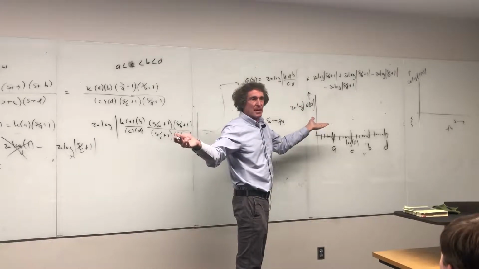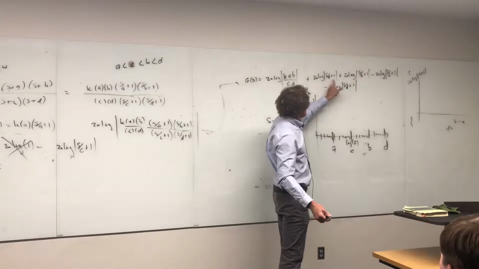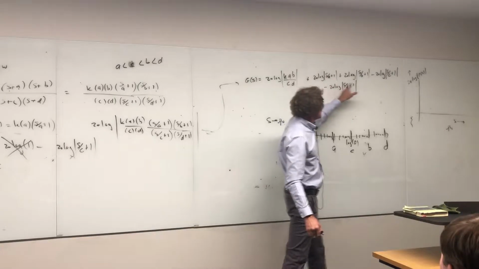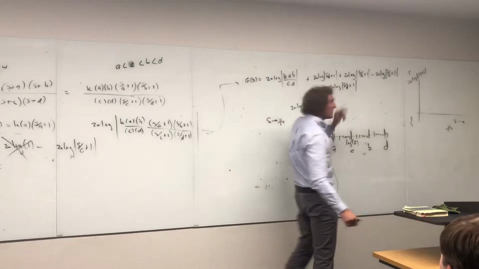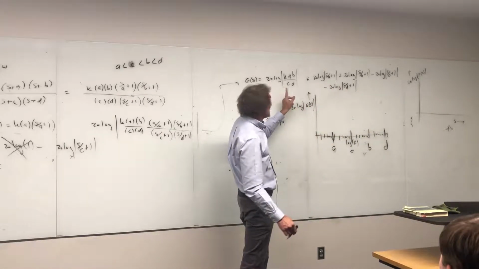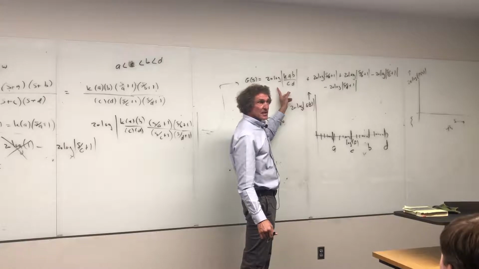Let S be 0, let omega be 0. That means you got log of 1 here, right? Log of 1 is 0. Log of 1 here, correct? Log of 1 here is 0. Log of 1 there is 0. Everything's 0 except there. Got it? So that's where you start.